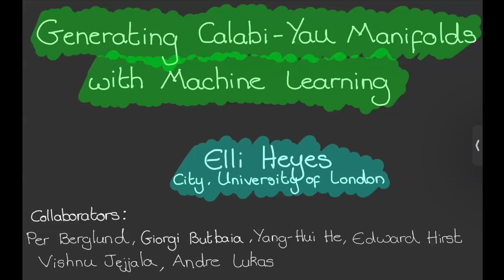So, using machine learning methods to generate Calabi-Yau manifolds. It's work in two parts. The first half is published, and that's using genetic algorithms to generate polytopes. And now what we're looking at is using another type of machine learning method, reinforcement learning, to generate triangulations of the polytopes as well.